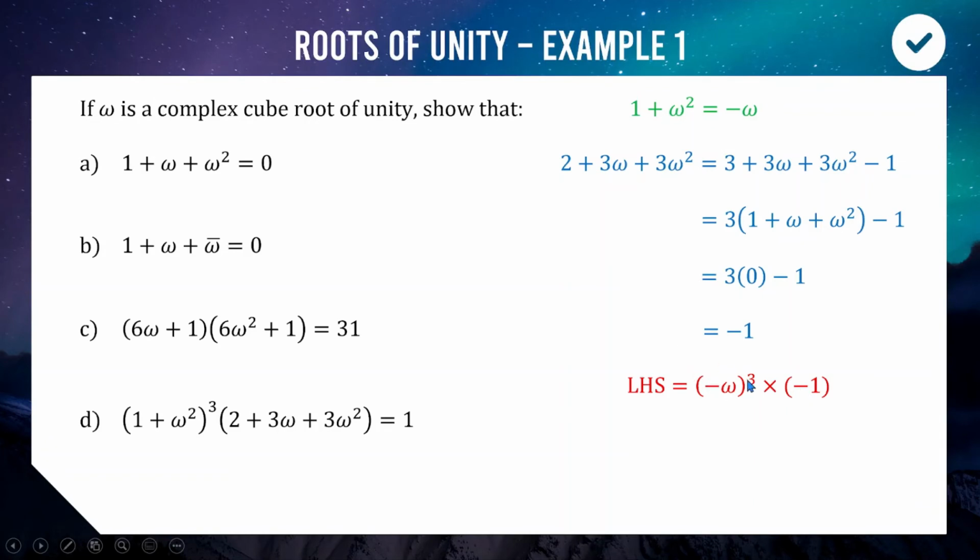Now, negative omega cubed is negative omega cubed. Because we know omega is a cube root of unity, that means that omega cubed is equal to 1. So we have minus 1 multiplied by minus 1, and this gets us our result on the right-hand side of positive 1.